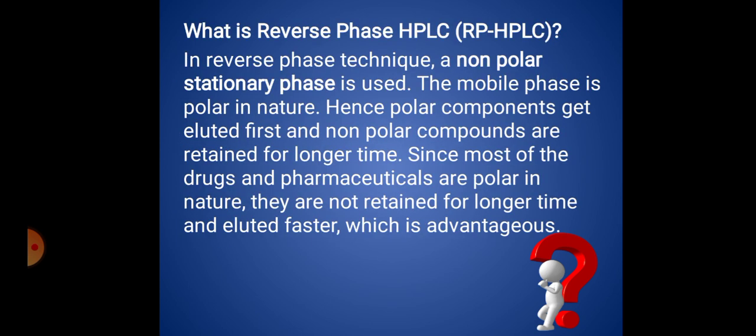Now next is, what is reverse phase HPLC, means RP-HPLC. So in reverse phase HPLC technique, a non-polar stationary phase is used and the mobile phase is polar in nature. Hence, polar components get eluted first and non-polar components are retained for longer time. Since most of the drugs and pharmaceuticals are polar in nature, they are not retained for longer time and eluted faster, which is advantageous in this field.